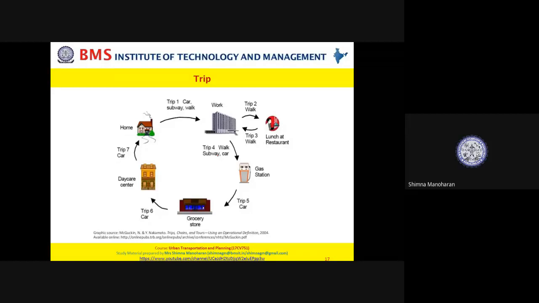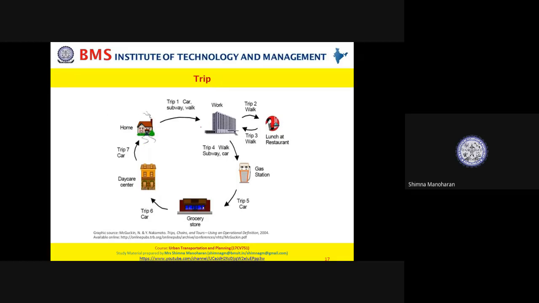Yes, Suryavamshi, you can get 2. So which are the 2 home-based trips? Good, Suryavamshi. Trip 1 and trip 7. Yeah. Trip 1 is from home to work, right? And trip 7 is from the daycare center to home. So these are the 2 home-based trips. Now, which are the non-home-based trips? Every other trip is nothing but a non-home-based trip, correct?